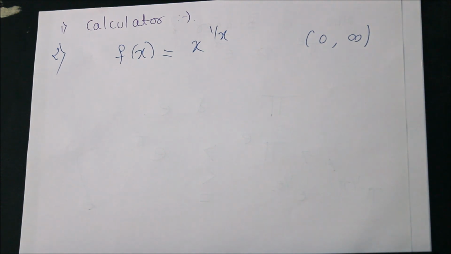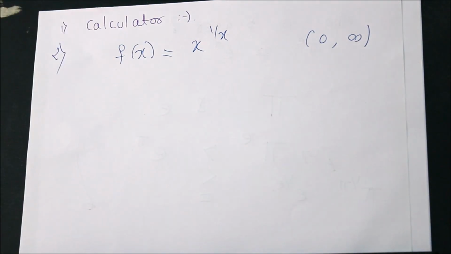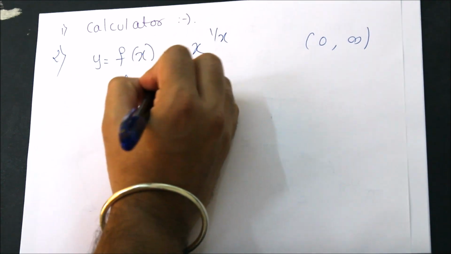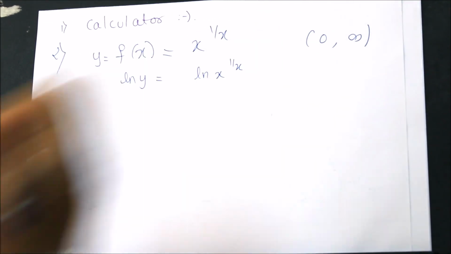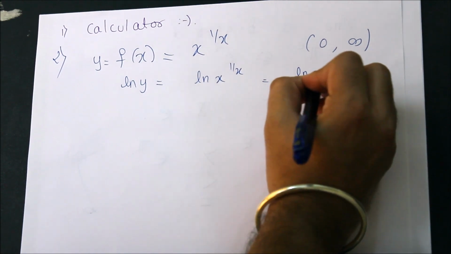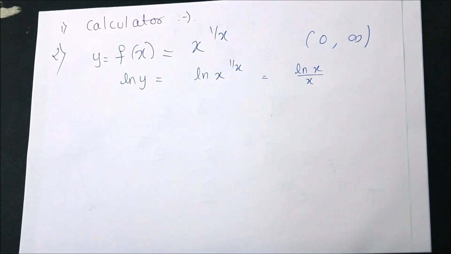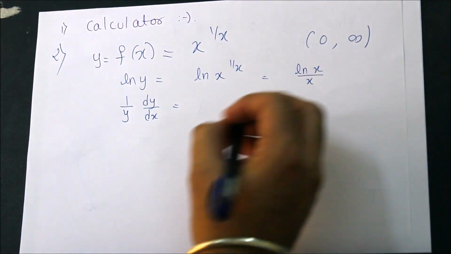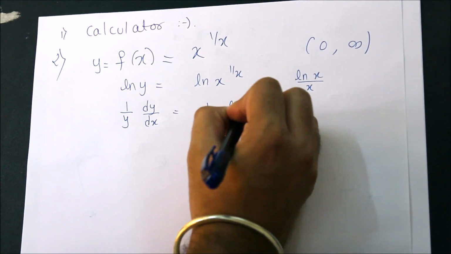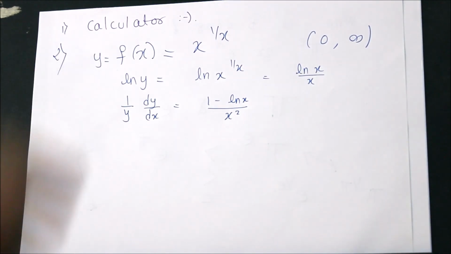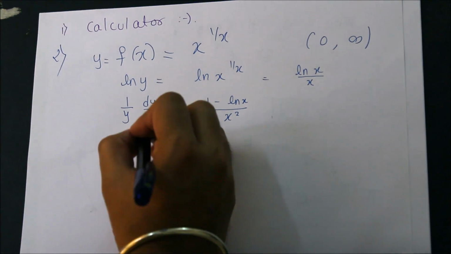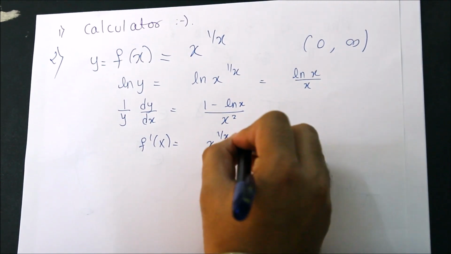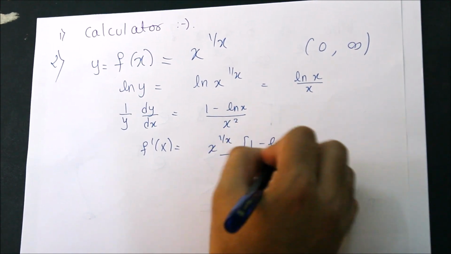Okay, so if I take the derivative of this function, since it's a variable raised to a variable, what is the technique? If I call this y, you take log on both sides. So I have ln of y equal to ln of x raised to 1 by x, and this is nothing but 1 by x ln x. Now we take the derivative. Applying chain rule, we get 1 upon y dy by dx equal to, applying the division rule, 1 minus ln of x upon x square. So what is your dy by dx or f dash of x? It is y times 1 minus ln of x upon x square.